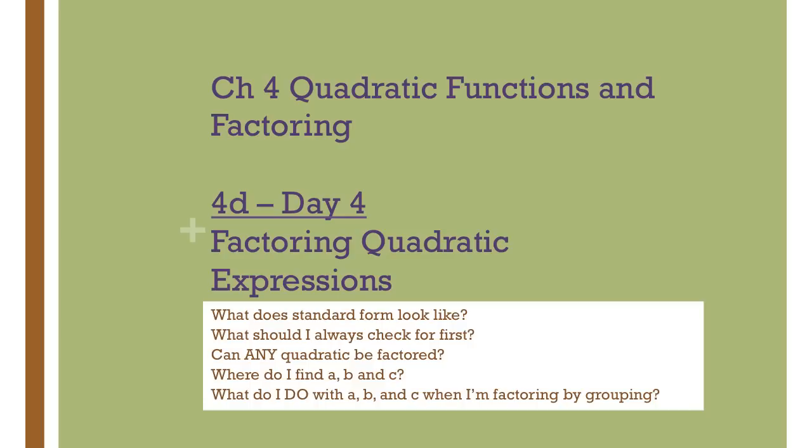Some people are going to remember this from Algebra 1 and be good to go, but I want you to have plenty of examples to look at if you're not seeing where all the parts come from. So I'll do a bunch of them, watch what you need. What does standard form look like, we'll start with. What you should always check for first to save yourself some work. Can any quadratic be factored? Where do I find A, B, and C? And once I find them, what do I do with them in this factor by grouping stuff?